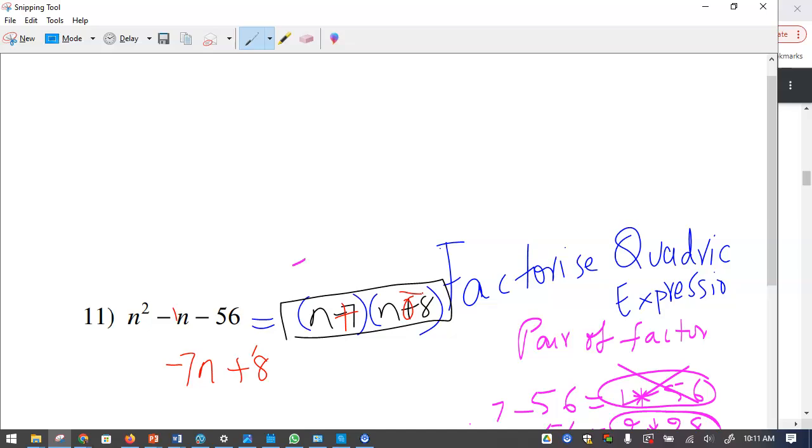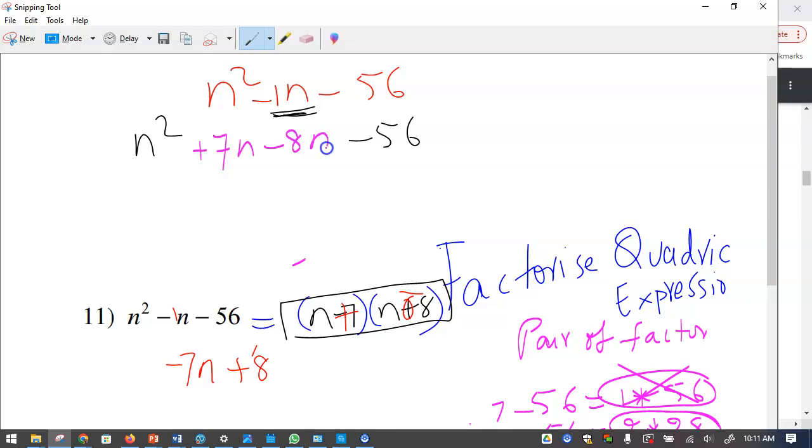Now, another way to do this, the right way to do it, is what you've seen in pre-algebra and algebra 1. It is this way. So there's a minus 1n, and you're going to write the n square and minus 56 exactly the same. The only thing is, this minus 1n, you're going to write as plus 7n and minus 8n, because together they give you this part, right?